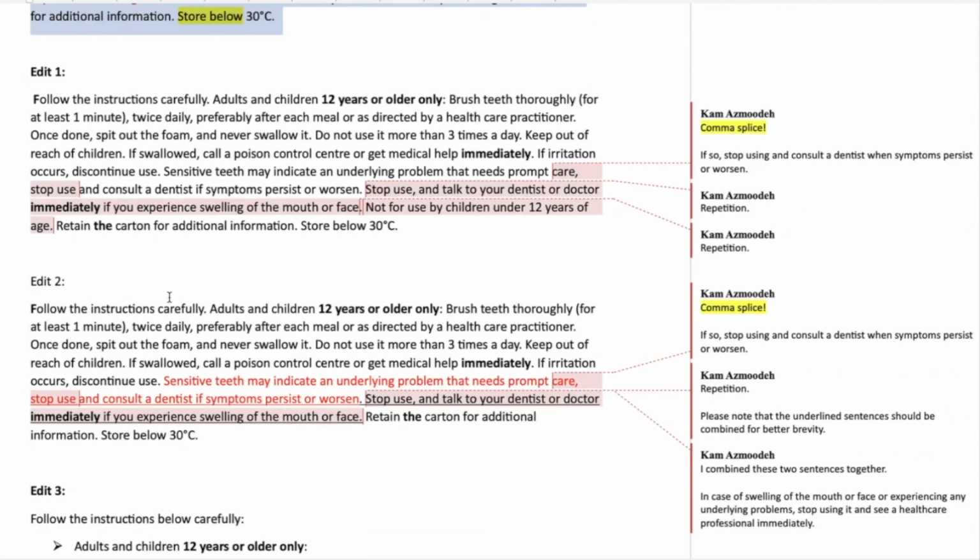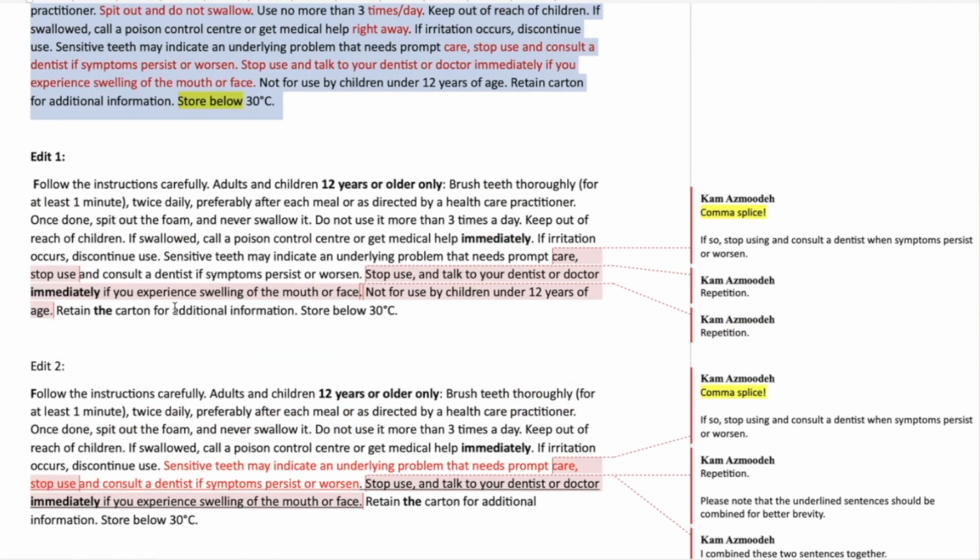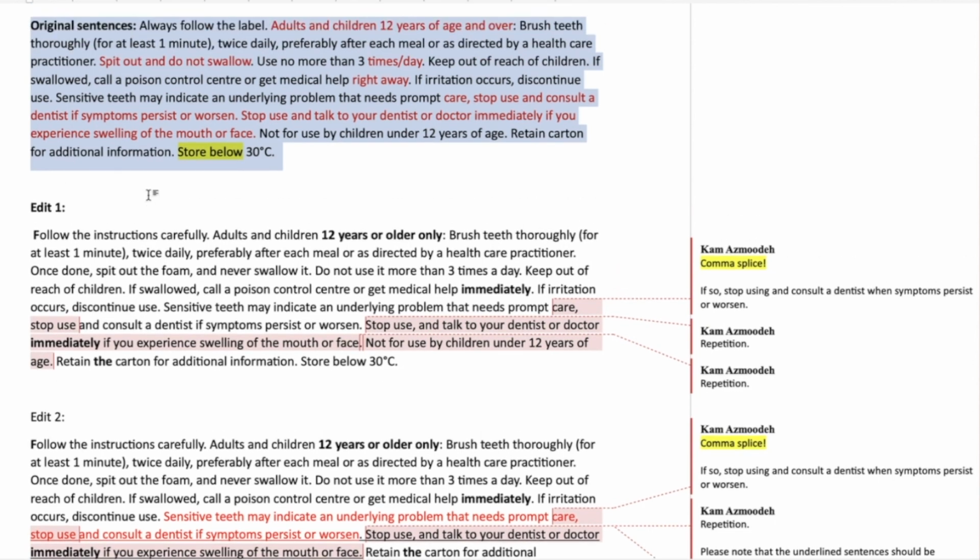Edit 1. We have 3 different edits. We have edit number 1. So on edit number 1, have a look at the sentences that I basically changed. Instead of saying "always follow the label," I made it more professional by changing the tone, and I wrote "follow the instructions carefully." As you can see, there's a difference between "always follow the label." What label? This label, other labels? But this is more specific and to the point.